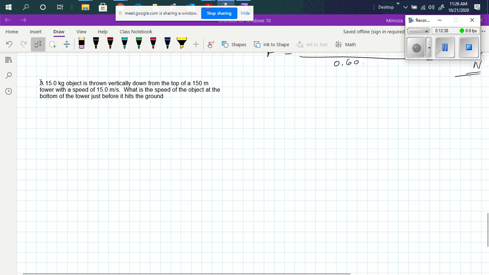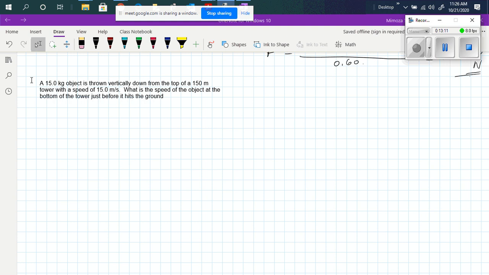So let's move to the other example. A 15.0 kilogram object is thrown vertically down from the top of a 150 meter tower with a speed of 15 meters per second. What is the speed of the object at the bottom of the tower just before it hits the ground? Very similar to what we did in the first example. You can do this again with kinematics and with work and energy.